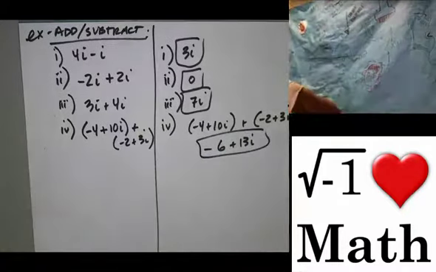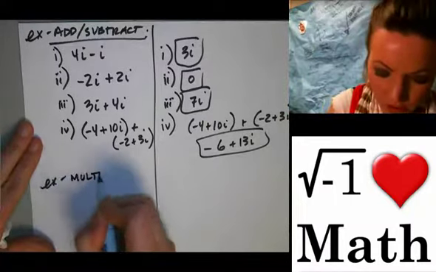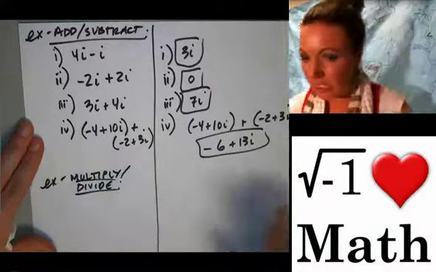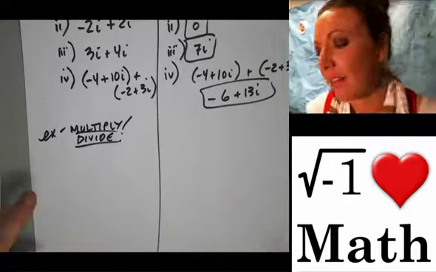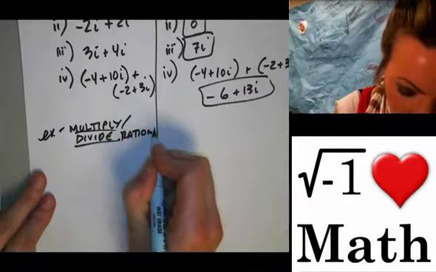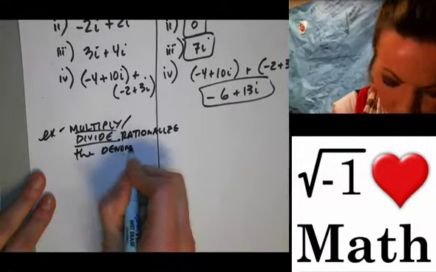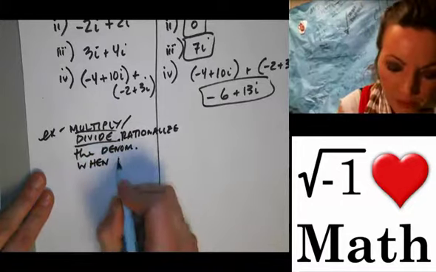All right, here we go. Let's keep going. Multiply or divide. Yeah, these are quick. This is one of my favorite units because it's really easy. Okay, rationalize the denominator when necessary. You can't have a radical in the denominator. Okay, here we go.